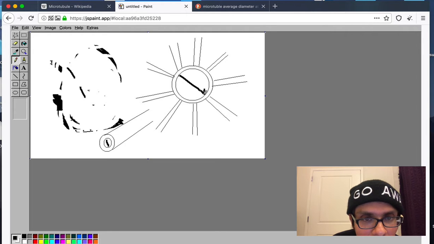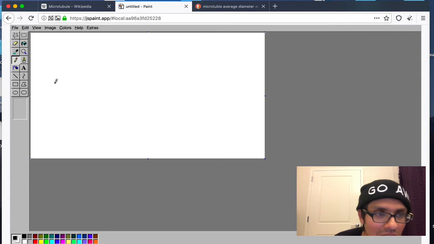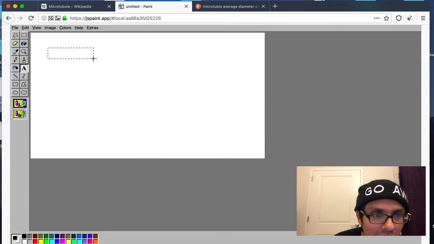So the inner diameter, this is not to scale, is 11 to 15, or 13 nanometers, and the outer diameter is about 25. All right, we're going to get this right. This is how we're going to do this from now on. We're going to label what we're going to talk about.